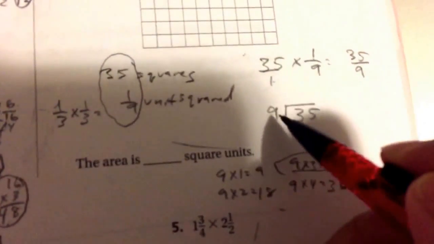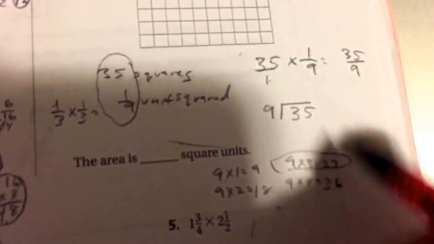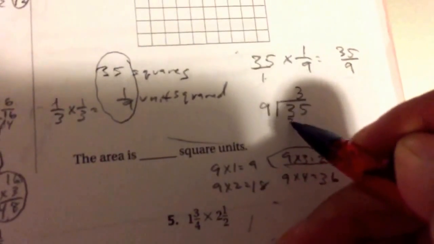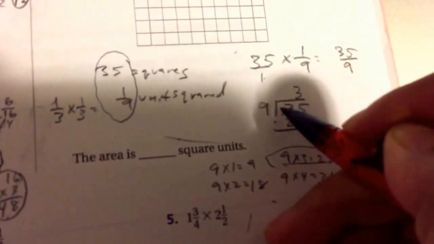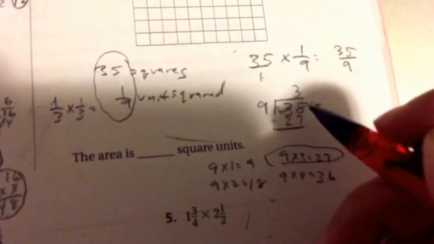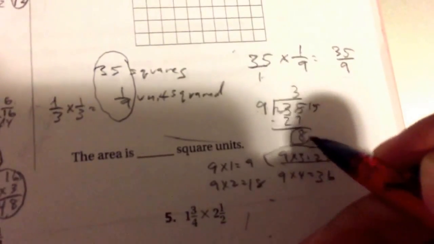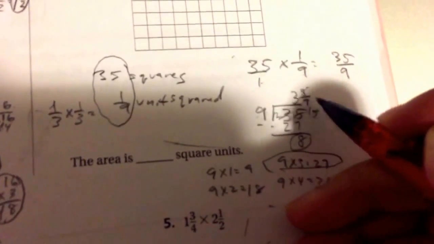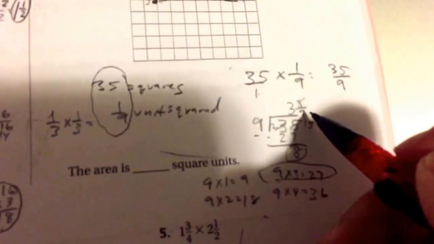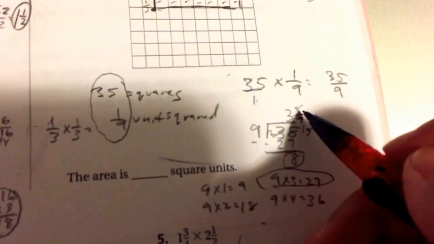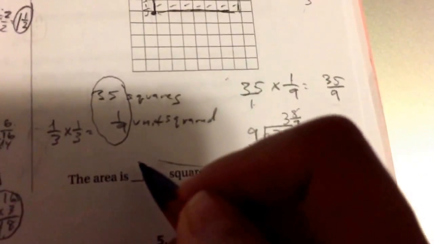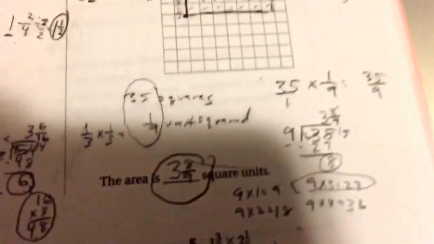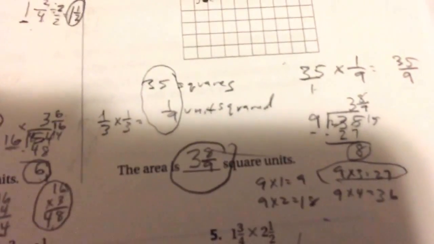So, buddy, 9 times what number gets close to 35 without going over? You're going to use 9 times 3. What does 9 times 3 equal? 27. And you'll get 8. That 8 is your numerator, and this is your denominator. You make sure that you can't simplify any farther than this, and when you look at 8 and 9, there is no number that can go into both of them, so that will be your final answer. 3 and 8/9 square units.